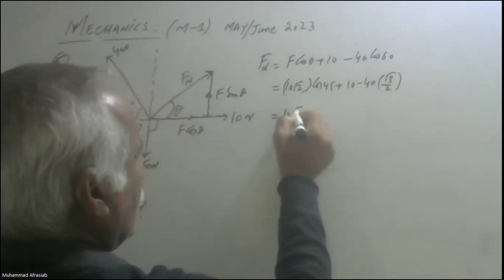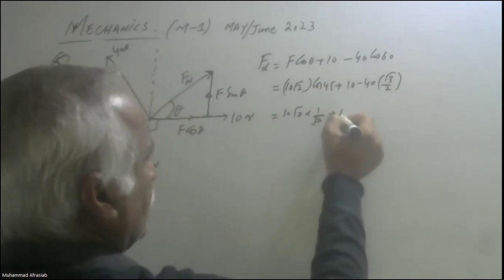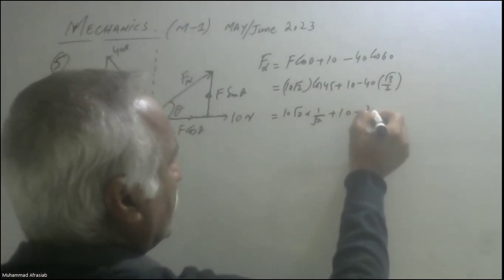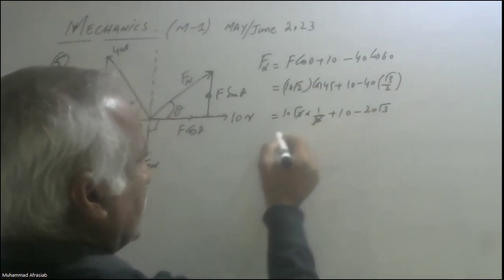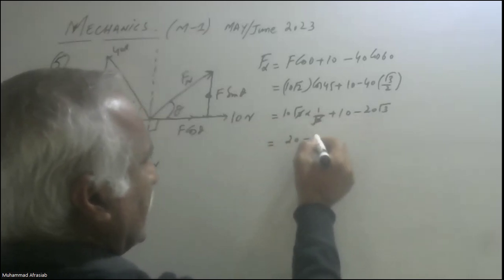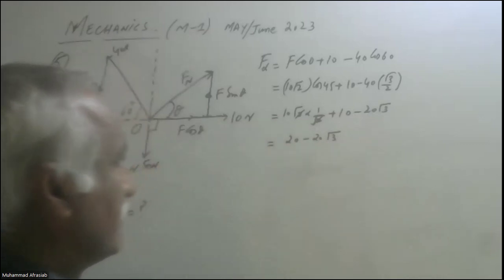So 10 root 2 into cos of 45 is 1 over root 2, plus 10 minus 20. This root 2 and root 2 cancel. So 10 plus 10 is 20 minus 20 root 3.